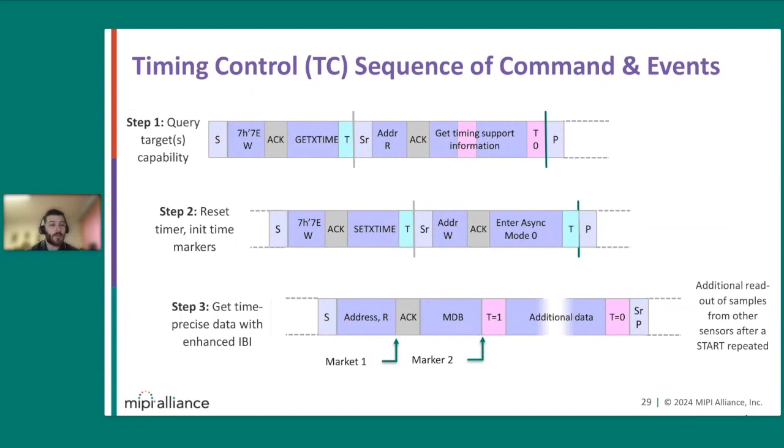So what does it look like? Well, first off, you query the capabilities of the target. Step one, you send the GETXTIME CCC, and in return, we read all the data and we get the timing information back from the target. Next, you reset the timer and you initialize those timing markers with that SETXTIME CCC. And then finally, you're able to get that time-precise data with the markers included whenever that target sends the IBI. And then we're able to use that calibration equation and calculate for a more exact time.